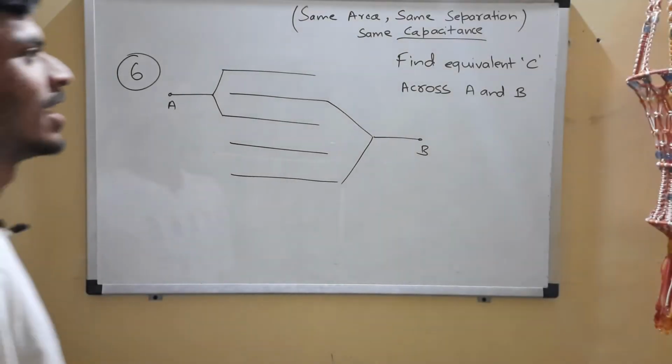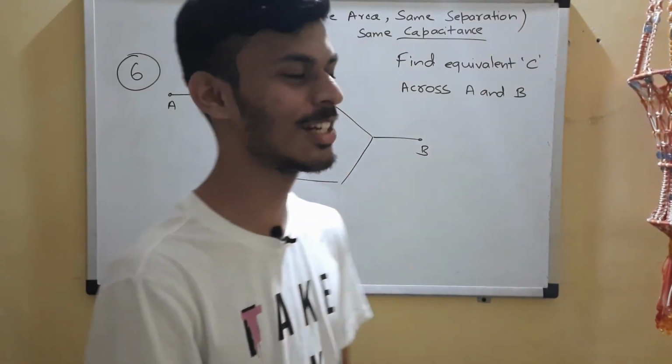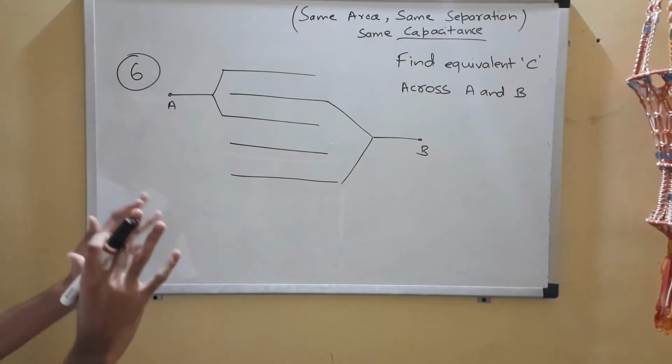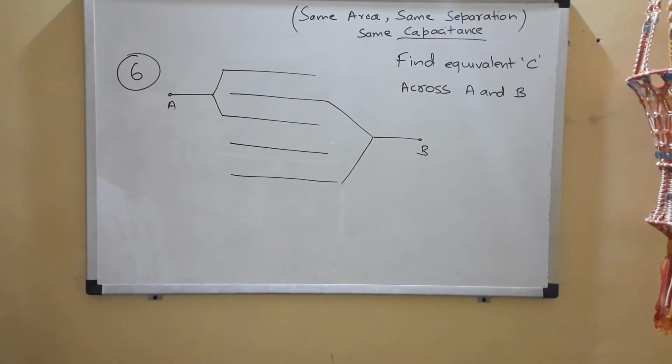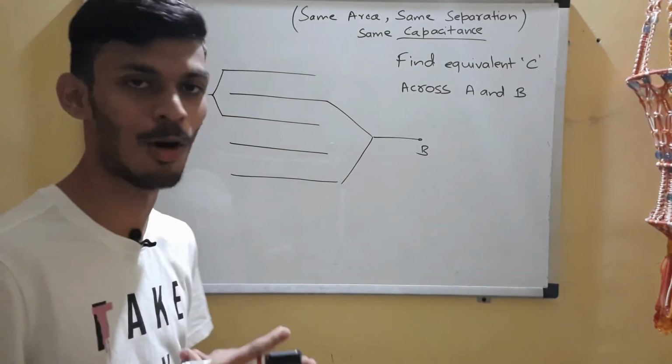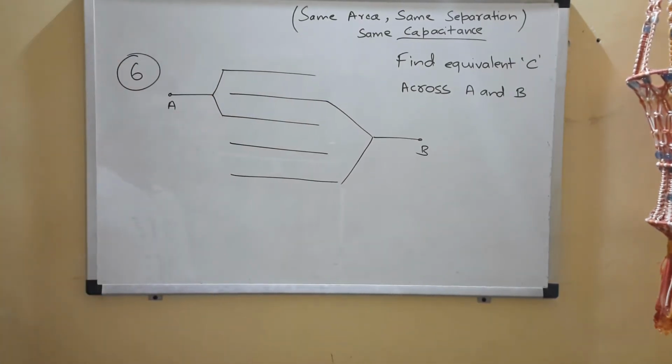So question 6 over here. The question is not really changing today, like the education system. No satire over here. Let's come to the question. Here you are supposed to find the equivalent across A and B. This is your parallel plate combination. Let's try it.